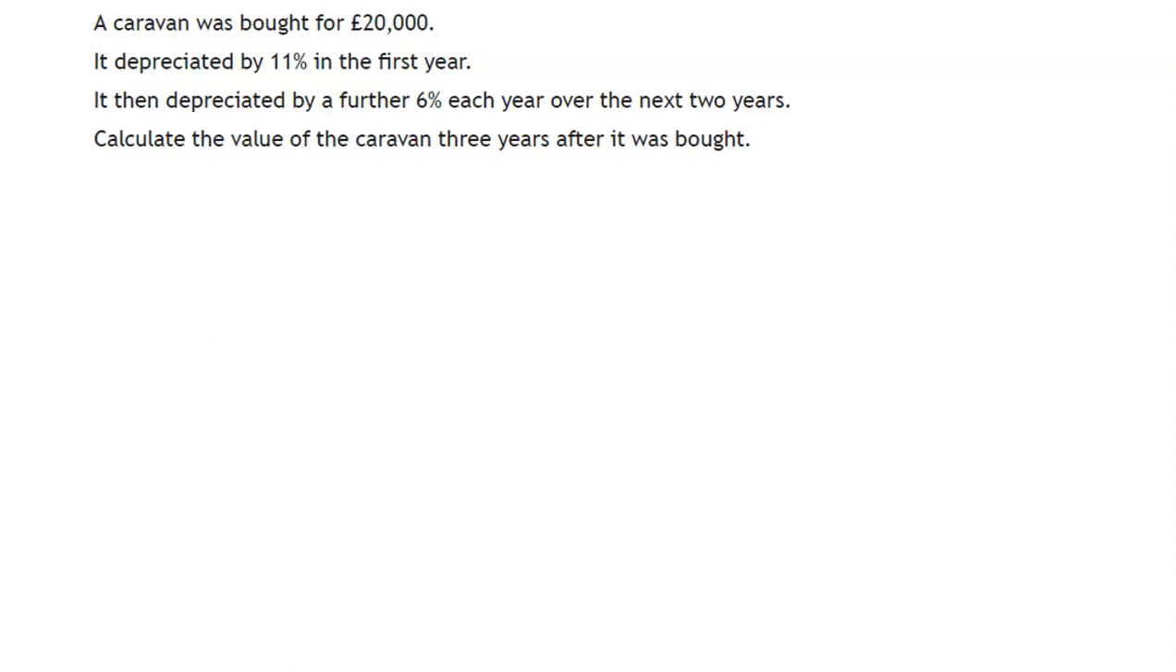So what we have to do is look at the values and what we're going to get at the end of every single year. Now at the end of the first year, what we know is that it's going to be 11% less. So at the end of that first year, we know it's going to be 89%. So in order to calculate it, we take the original amount, the £20,000, and if we multiply it by 0.89, we're going to get the price at the end of the first year.